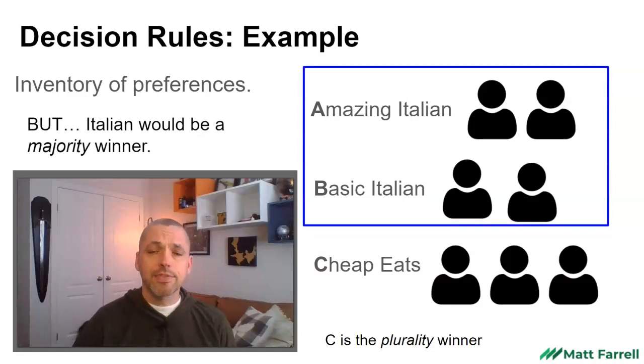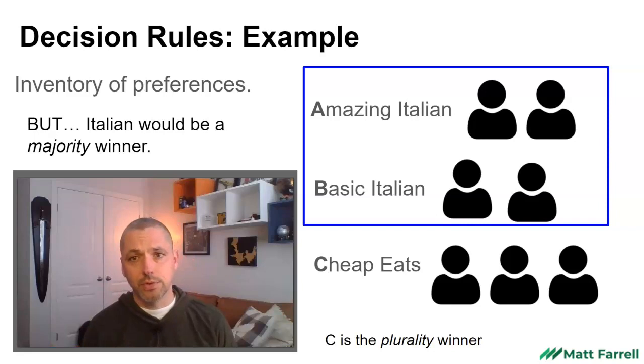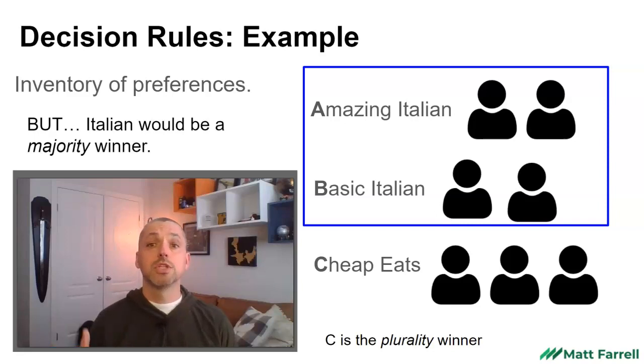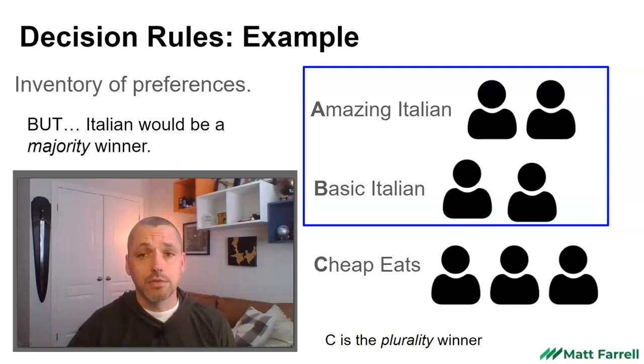But if the choice was just between Italian and fast food, Italian would be a majority winner. They would have 4 votes out of the 7. They would be a clearly preferred option for the entire group, compared to C being the plurality winner. Italian would be the majority if it was only those 2 options. So depending on how these choices are framed, you'll get very different results.